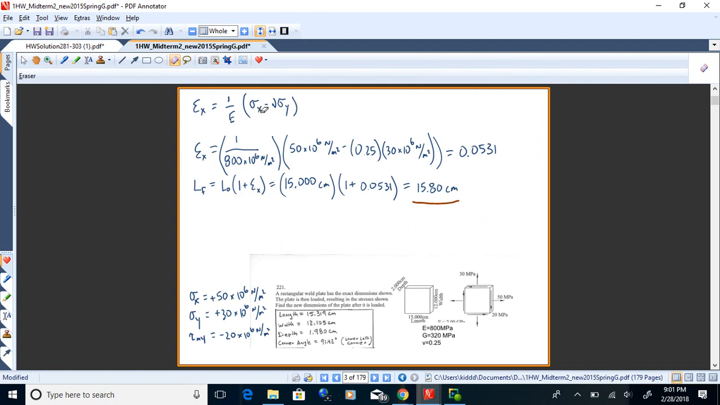We had sigma x, sigma y, E, and nu. Plug all that in and get epsilon x is 0.0531. That means that the x edge there will get 5.31% longer. Originally, it's 15 centimeters, so it becomes now 15.8. 15.8 is 5.31% longer than 15. So what I'm doing there is taking 1 plus the strain times the original length.